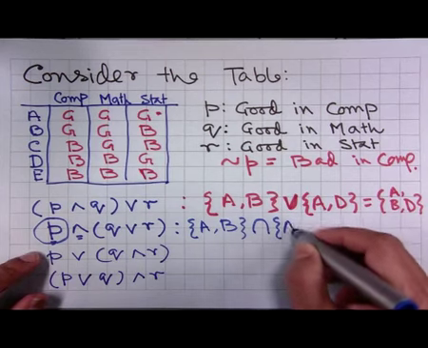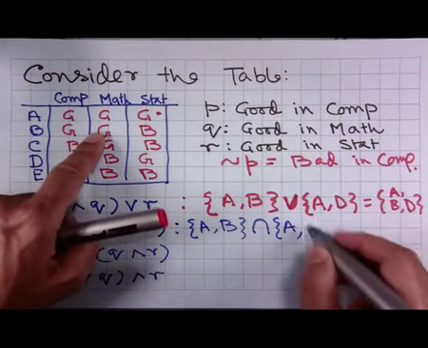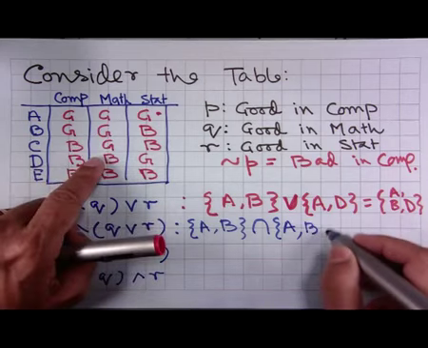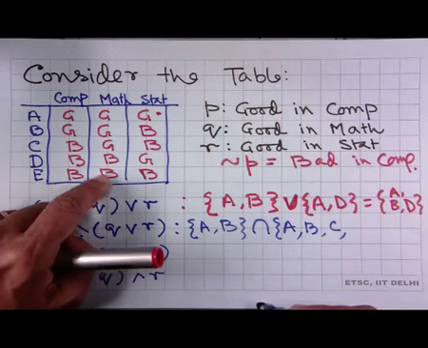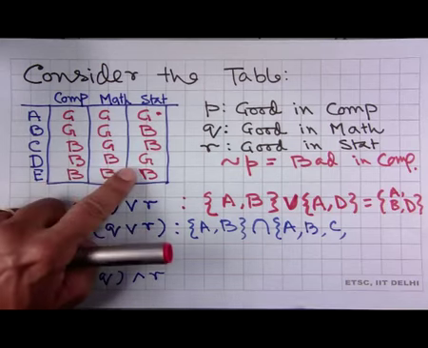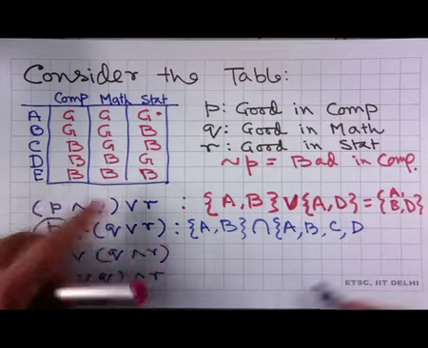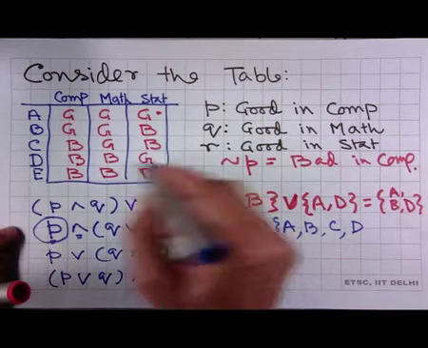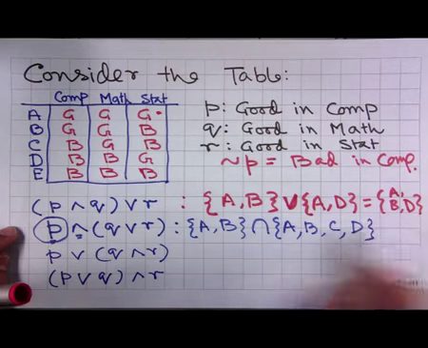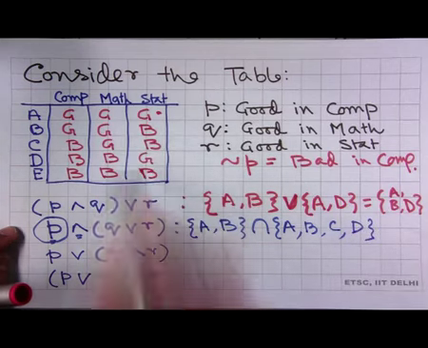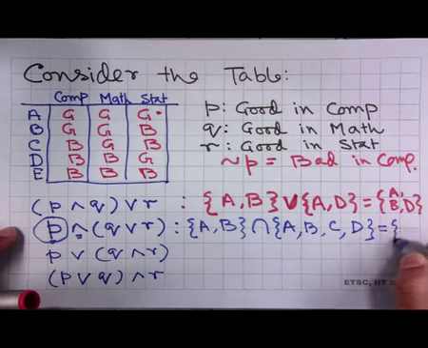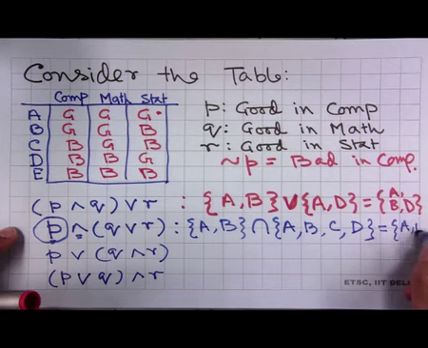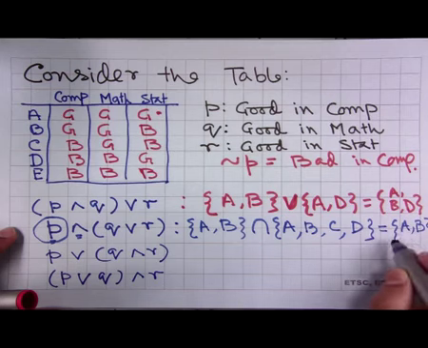Therefore, we get A, we get B, we get C, we get D, and that is it. Because all these four is either good in math or good in stat. Therefore, what is going to be the intersection? The intersection is A, comma B.